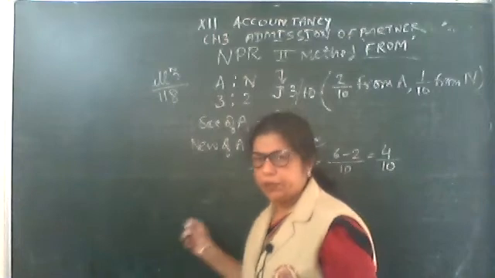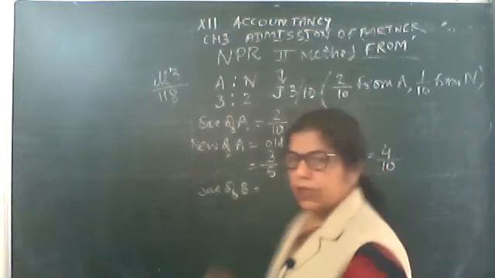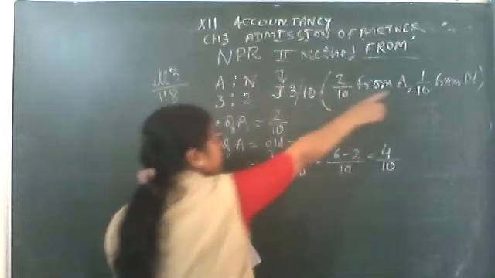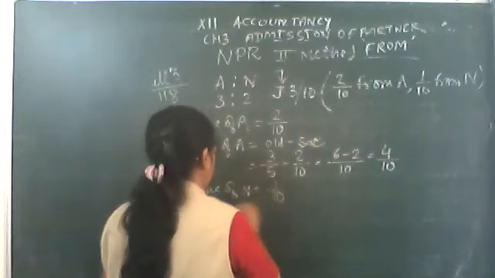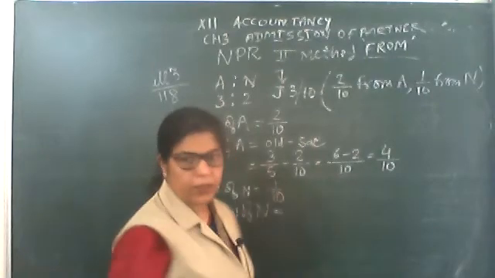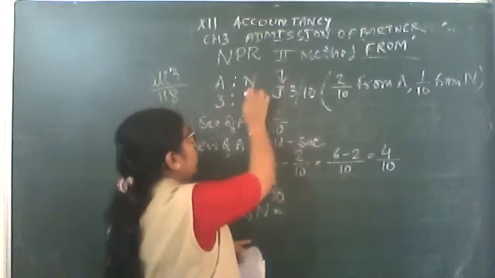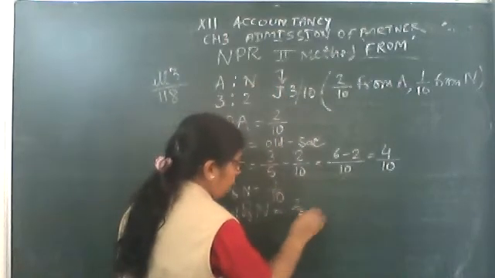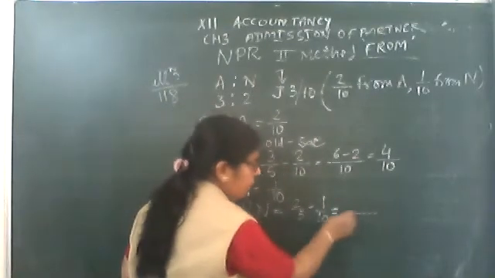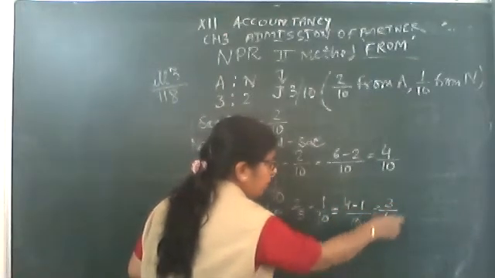Now I will explain the sacrifice of B. Sacrifice of the other partner is 1 by 10. Now how to calculate the new share of Neetu? In the same way, old minus sacrifice. Old is 2 by 5, sacrifice is 1 by 10. Again we will take the LCM, 2 2s are 4, minus 1, that is 3 by 10.